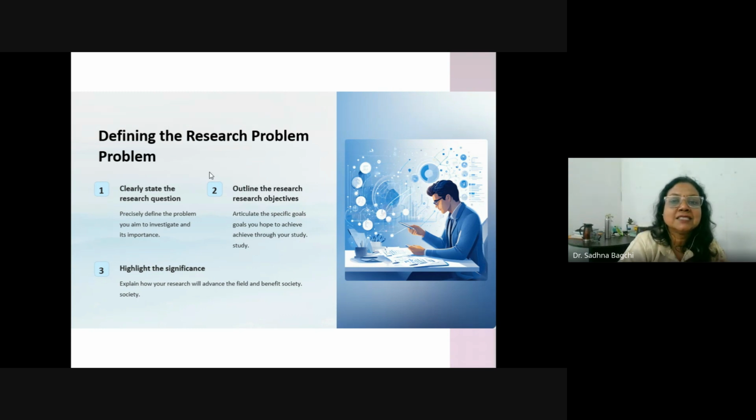Outline the research objectives. What is the basic objective behind this research proposal? As you are all researchers, naturally you know how to write the objective of the research. Highlight the significance of the study. Why is your study so important? That is the statement of the problem or significance of the study. So defining the research problem is basically concentrating on these three basic things: clearly state the research question, outline the research objective, and highlight the significance.